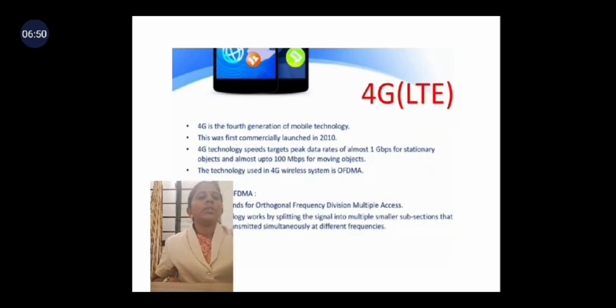And next one is 4G. The standard involved in 4G network is LTE, Long Term Evolution. It was commercially launched in 2010. The data rate is up to 1 gigabit per second for stationary and 100 megabits per second for moving objects. The technology used in 4G network is OFDMA, orthogonal frequency division multiple access. This technology works by splitting the signal into multiple smaller subsections that can be transmitted simultaneously at different frequencies.